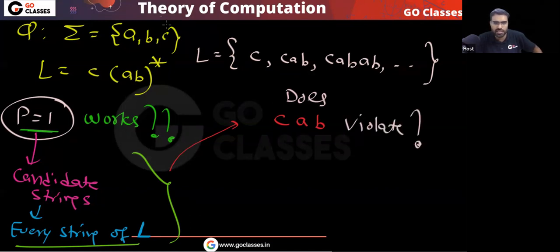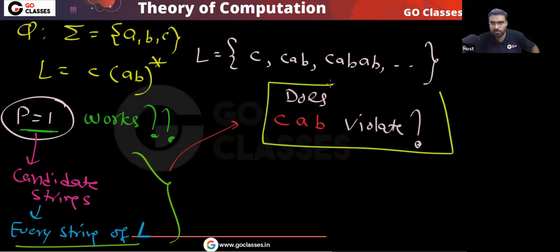Look at this candidate string and tell me, does it violate the pumping lemma? Why will it violate? So first of all, tell me one thing: can I take this as y? In this string CAB, can I take this as y?